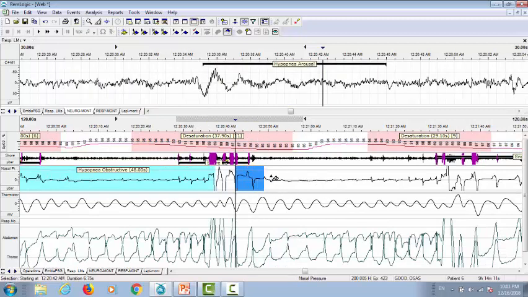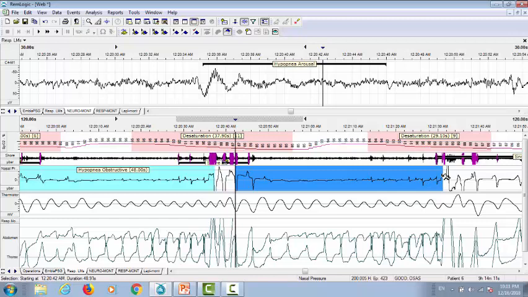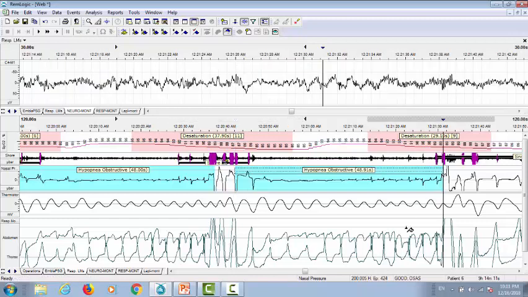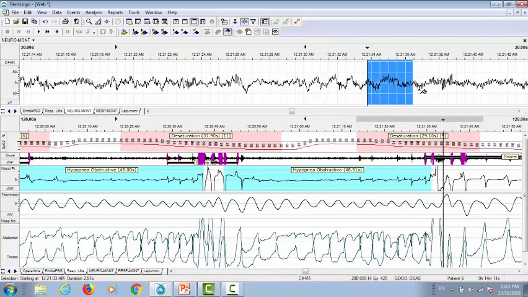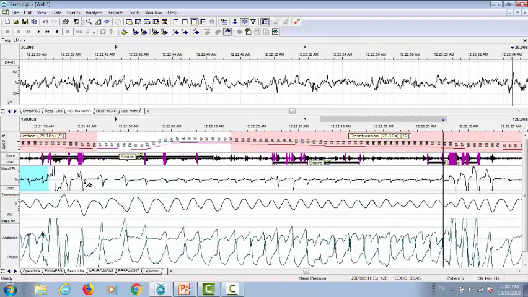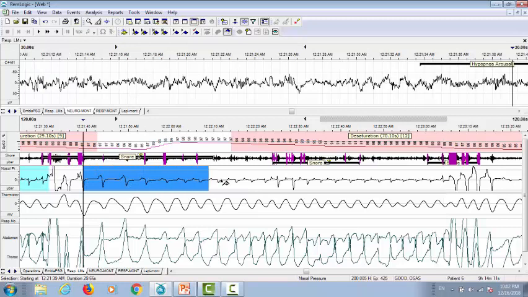Another event over here. And this event is also associated with desaturation and an arousal of sleep. Another hypopneic event, here we have sustained increase in the breathing pattern.